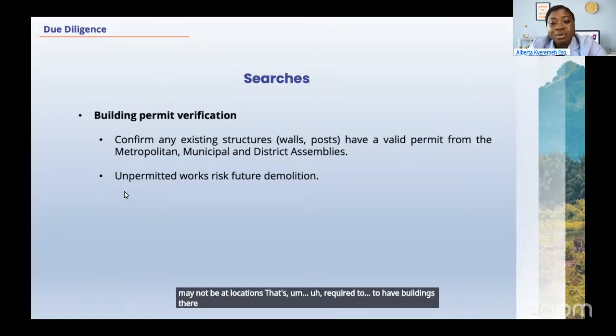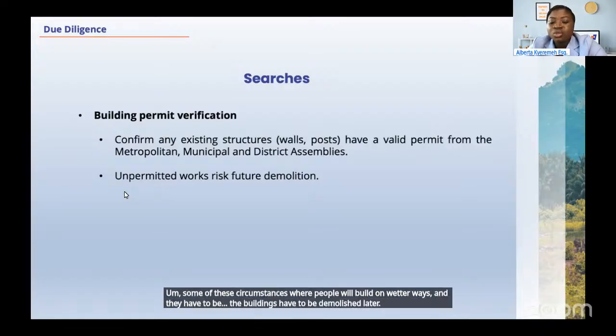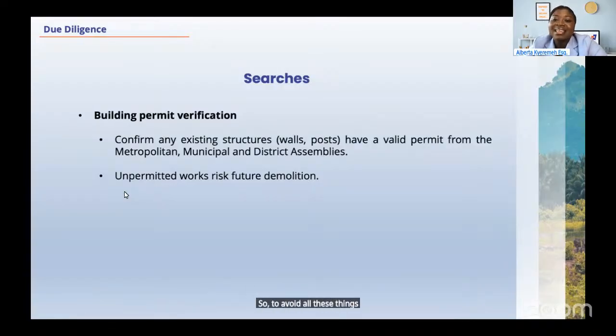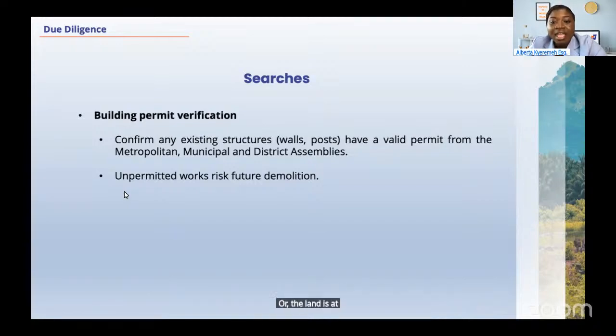You know, some people will build properties on waterways, and we know these things have been happening, and we've heard on the news some of these circumstances where people build on waterways and the buildings have to be demolished later. So to avoid all these things, it is very prudent that you visit the Metropolitan, Municipal or District Assemblies to find out whether the building has a valid building permit or the land is at a place where it shouldn't be developed.